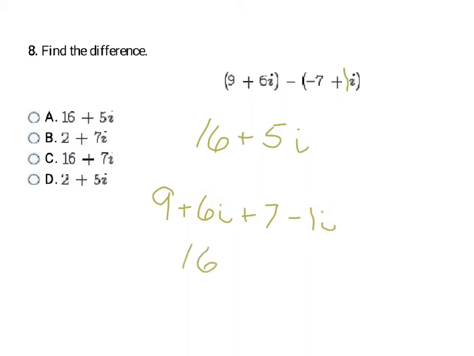6i minus 1i is positive 5i, or plus 5i. And I get the same answer, which is letter A.